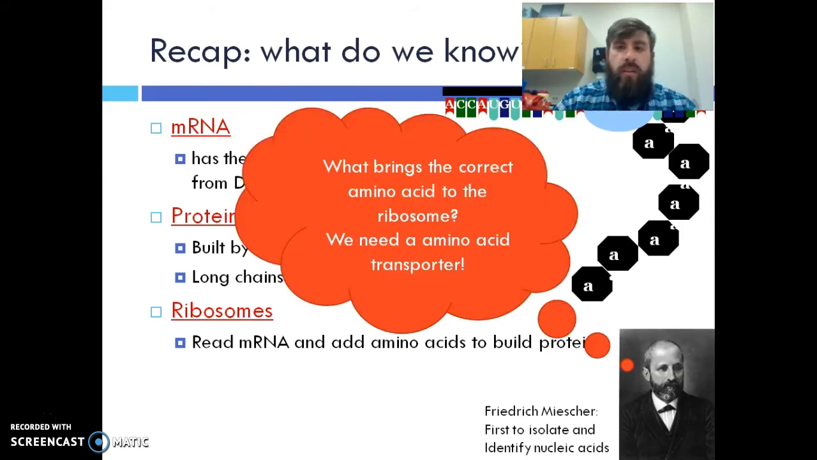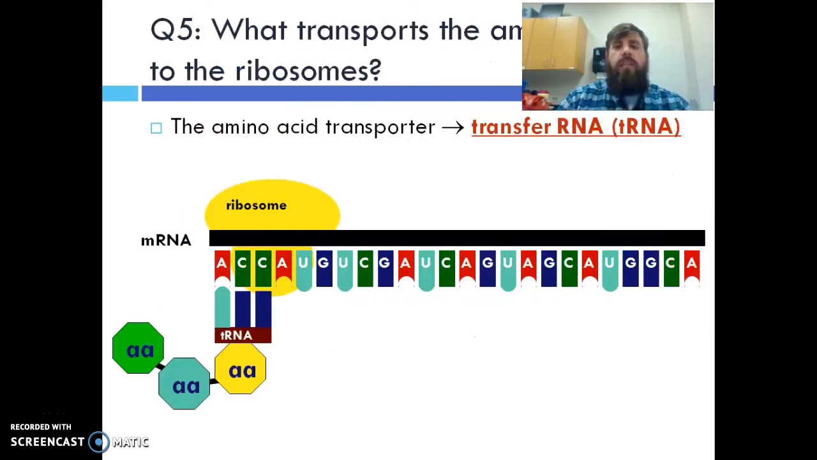What is bringing those amino acids to the ribosome? We need something. They're not just going to be free-floating and guess. This is going to be a very specific job for a molecule, and that molecule is transfer RNA, or tRNA. So tRNA, and you can see this right here. Here is the tRNA molecule with all those amino acids attached. It's bringing them in, dropping them off.